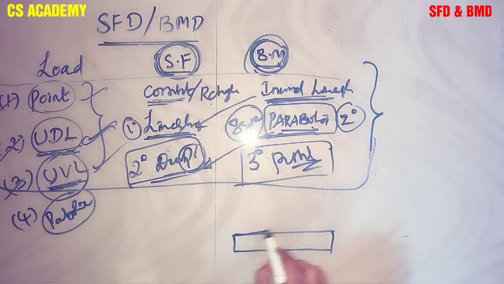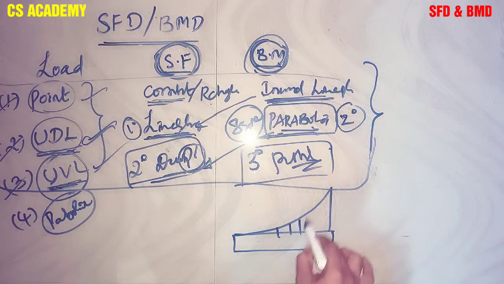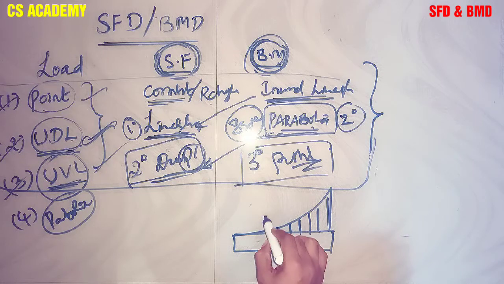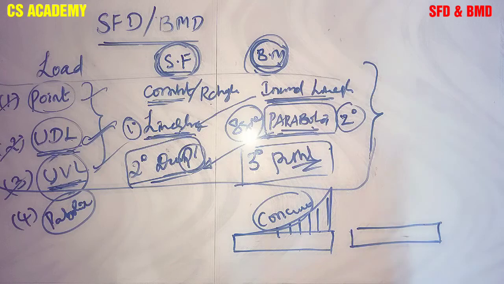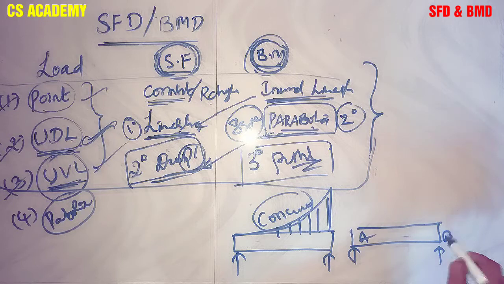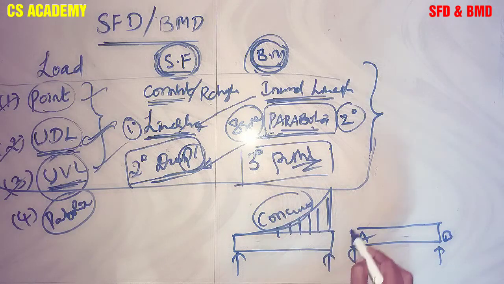Which is acting as a parabolic load like this. Okay, this is a concave, this is a concave parabolic load. And one more beam, if we consider this is also one beam, let us consider it is a simply supported beam like this with ends A and B. So this is the concave parabolic and this is the convex parabolic.